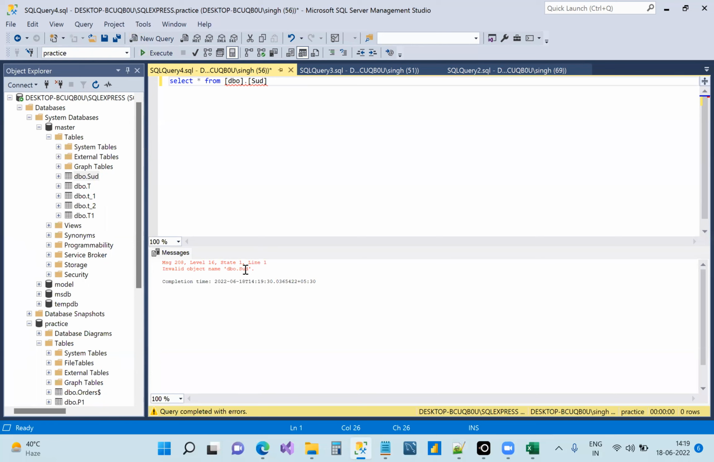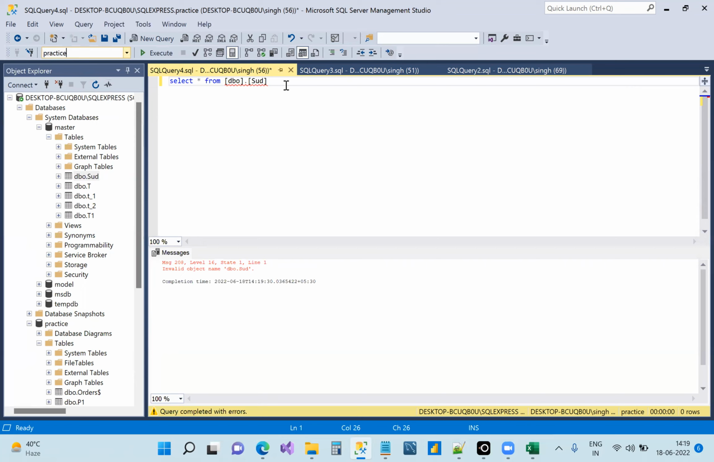Invalid object name, because this object is not there. This table, this is a table name. This table is not there in the practice dataset database. In the practice database, this table is not there. Got it? That is the reason you will get this error. So the first thing you have to ensure is that you have selected the correct database.